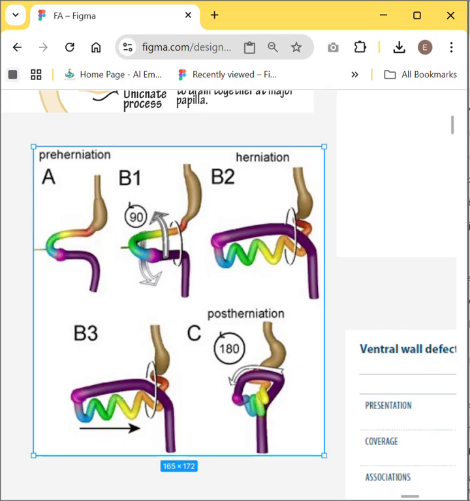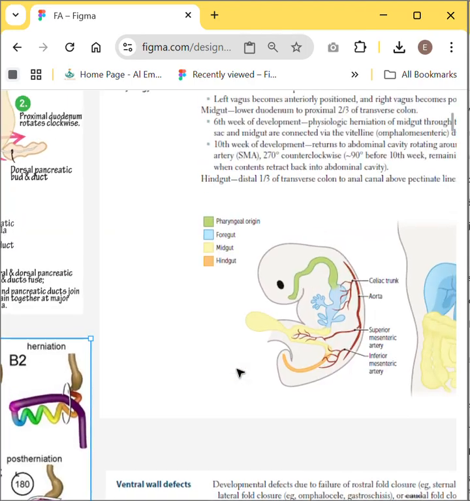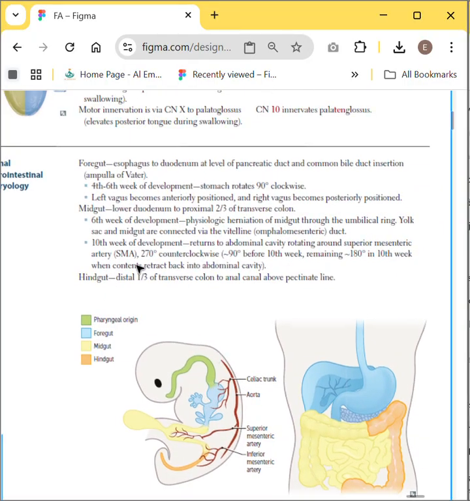Now, I hope that's clear. Let's look at what is written here. During the 10th week of development, it returns to the abdominal cavity, rotating around the superior mesenteric artery 270 degrees counterclockwise, 90 degrees before the 10th week, and the remaining 180 degrees in the 10th week when the contents retract back into the abdominal cavity. And here, a persistent vitelline duct will lead to a Meckel's diverticulum.